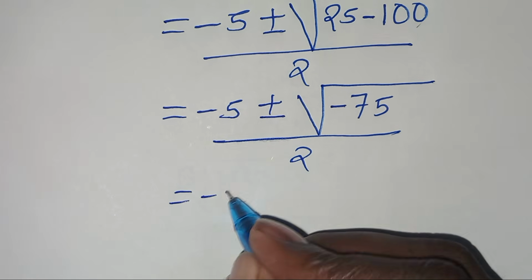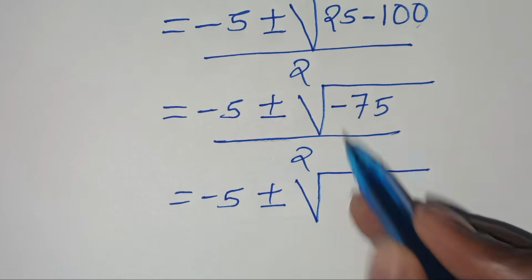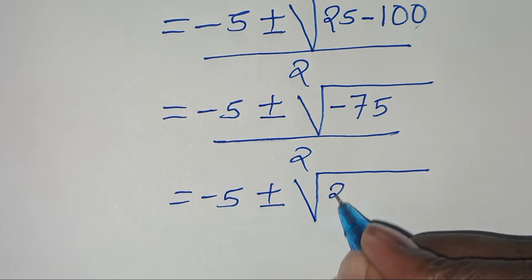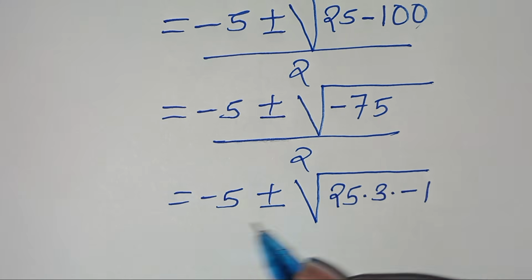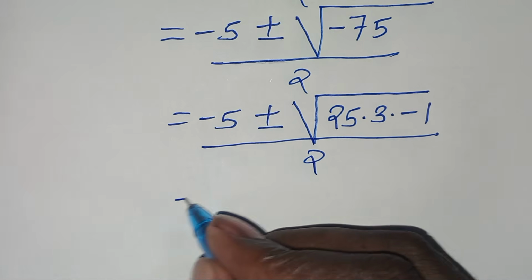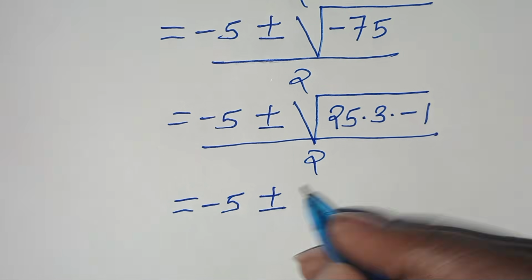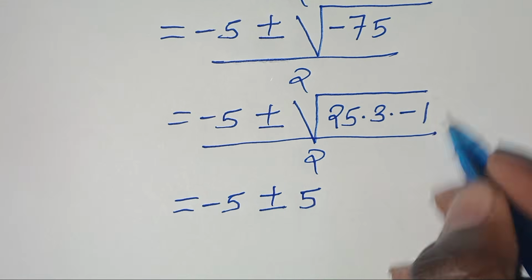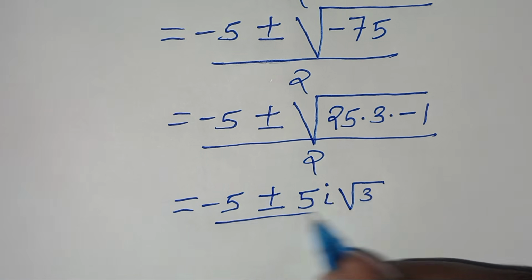So this is negative 5 plus or minus. We can express the square root of negative 75 as the square root of 25 times 3 times negative 1, divided by 2. So this means we have negative 5 plus or minus the square root of 25, this is 5, square root of negative 1, this is i, then square root of 3 divided by 2.